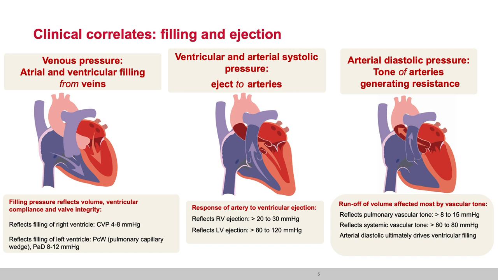Pulmonary vascular tone reflected by pulmonary diastolic pressure, 8 to 15 millimeters of mercury. Systemic vascular tone reflected by systemic arterial vascular pressure, 60 to 80 millimeters of mercury. Now, we're very worried about that diastolic pressure because that actually helps us to maintain perfusion, but more about that later, so stick with me.